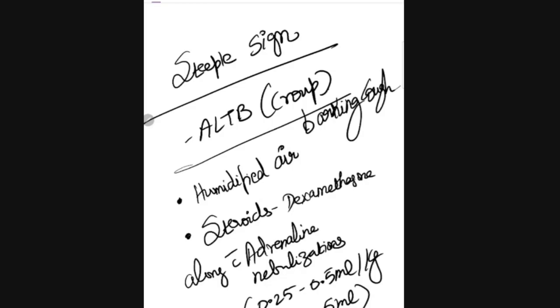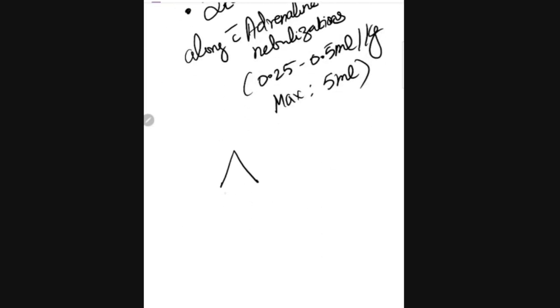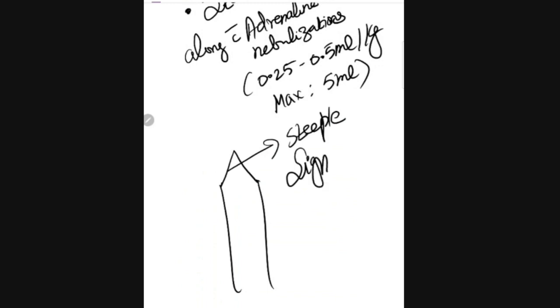Similarly, we saw whooping cough in pertussis. Here we get barking cough. In the X-ray, you see there will be a narrowing in the subglottic region. That is why I get the steeple sign.